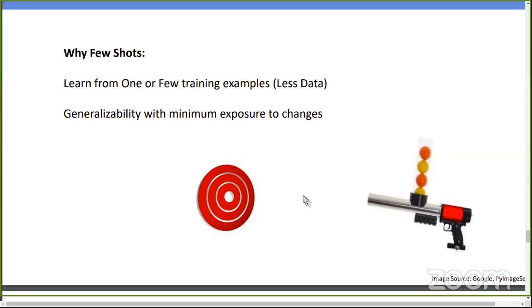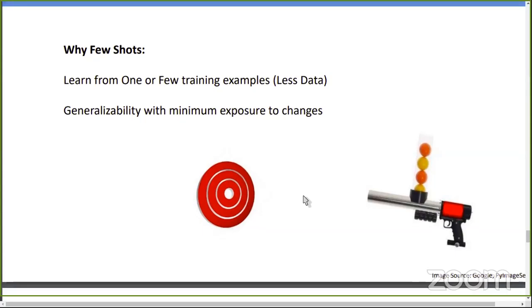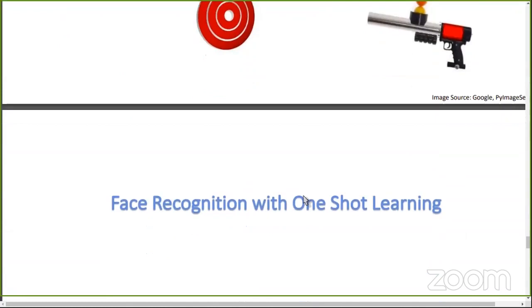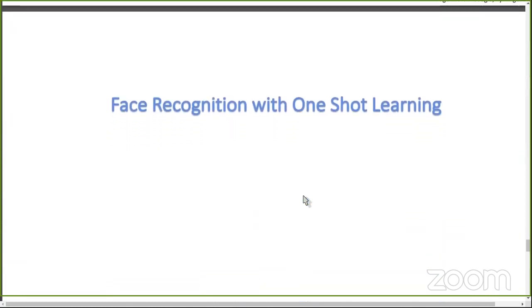So we are crazy about how we can map computer intelligence with human intelligence. People developed this philosophy and the research is going on. One of the things that we are going to discuss today is how we can do face recognition with one-shot learning.